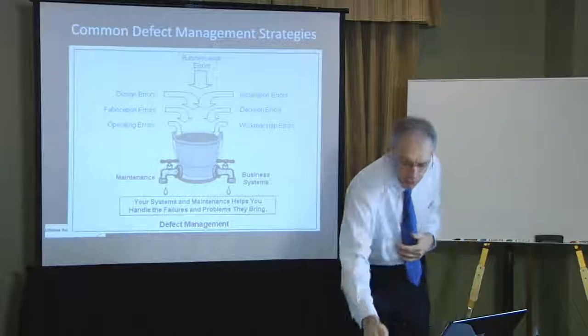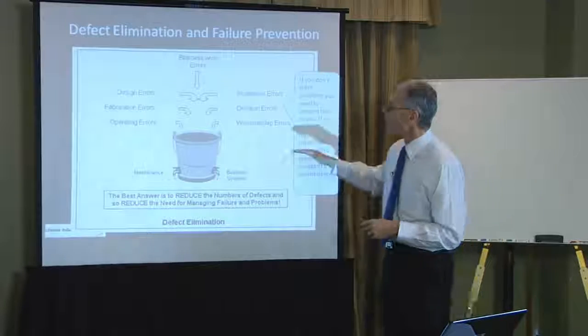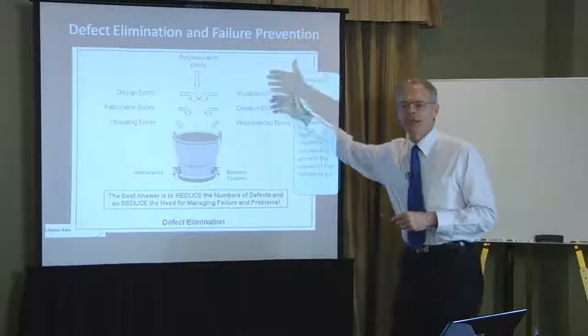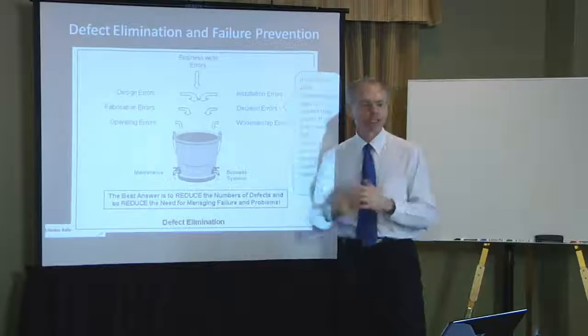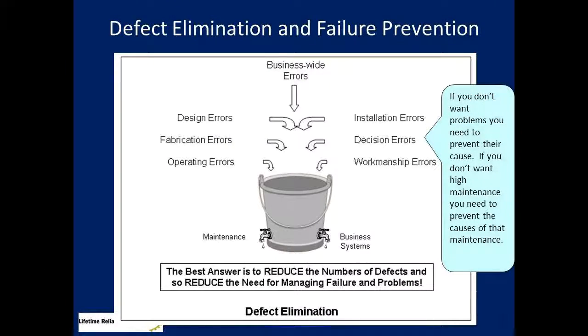Because if we could actually go out and stop these problems, stop these defects, stop the issues that are causing our machine failures from coming into us in the first place, then I need a smaller maintenance crew. I need a smaller IT group, a smaller finance group. And they did that. That's how they took their strategy.